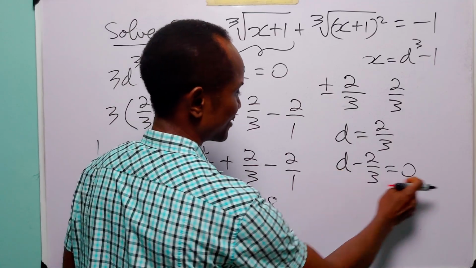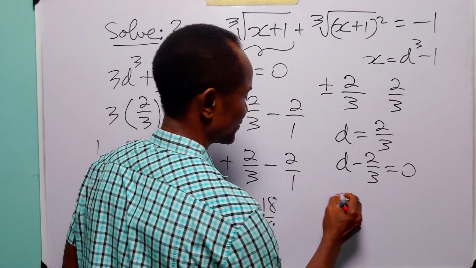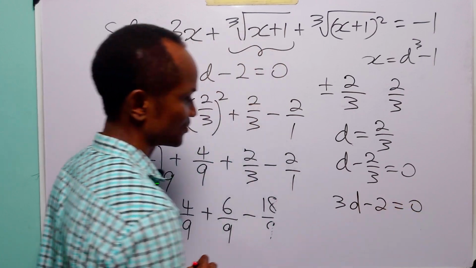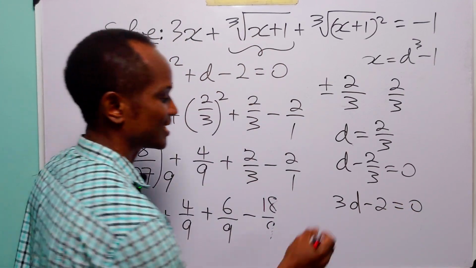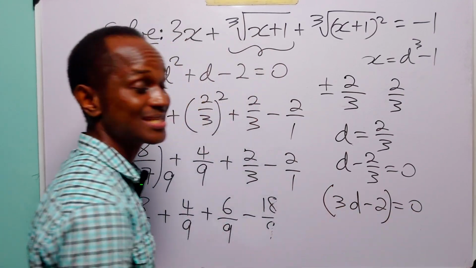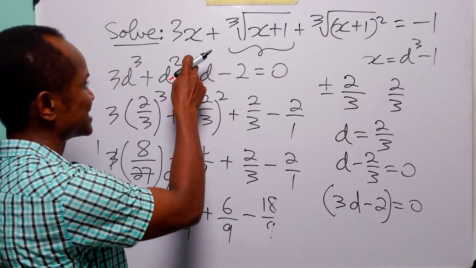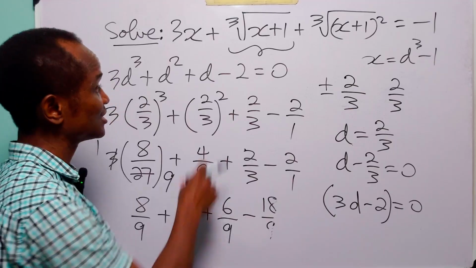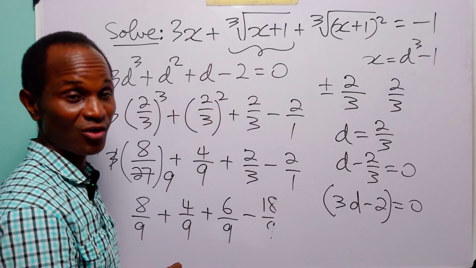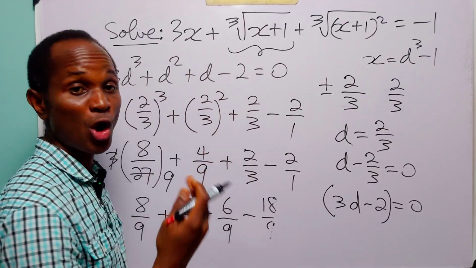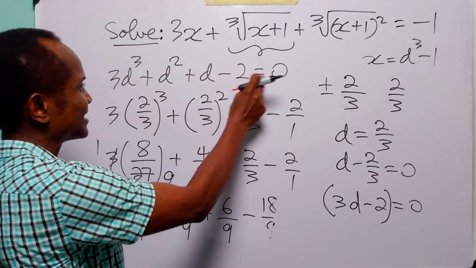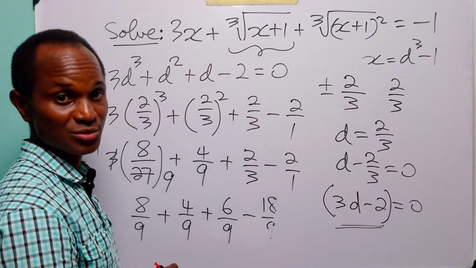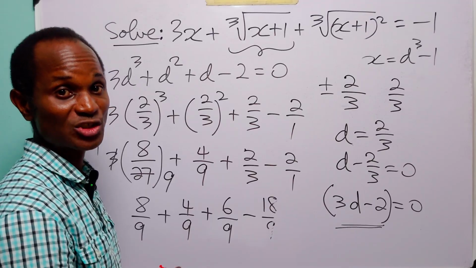And when we multiply through this equation by 3, we have that 3d minus 2 is equal to 0. So that means that 3d minus 2 is a factor of this cubic equation. To get the other factor of this cubic equation and hence factorize it, all we have to do is divide this cubic equation by this factor. And to do that, we are going to use the synthetic division method.